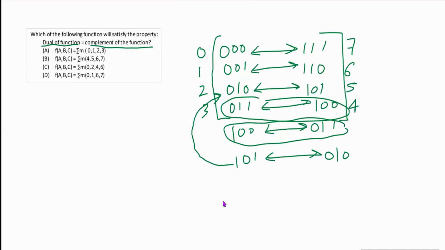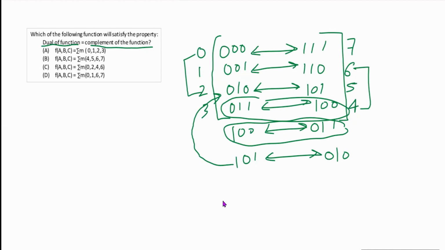Okay, so I need to find out, from these options, the combination of numbers such that 2 from this side and 2 from this side should be in these brackets. So I can say that 0 1 2 3 are all from this side, and 4 5 6 7 are all from this side. 0 2 4 6 are there from both sides, but 0 and 2 are here, 4 and 6 are here, they are not a dual of each other.